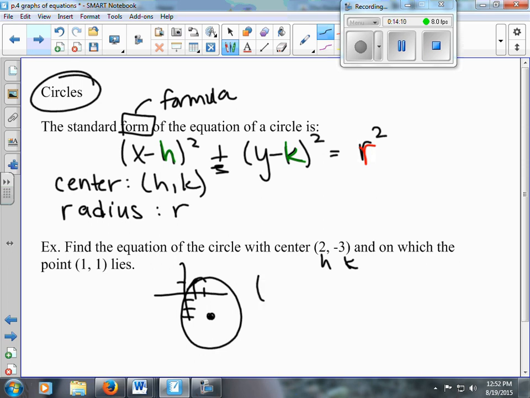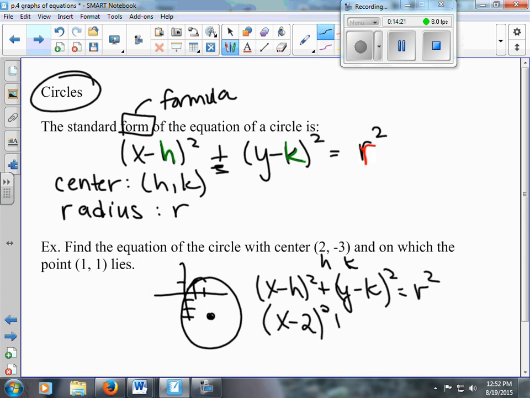So when I plug into my formula, x minus h squared plus y minus k squared equals r squared, then I replace the h with 2. So now I subtract 2. And I replace the k with negative 3. So I subtract negative 3. When you subtract a negative, that's adding. All right, so the only thing left to determine is the radius.